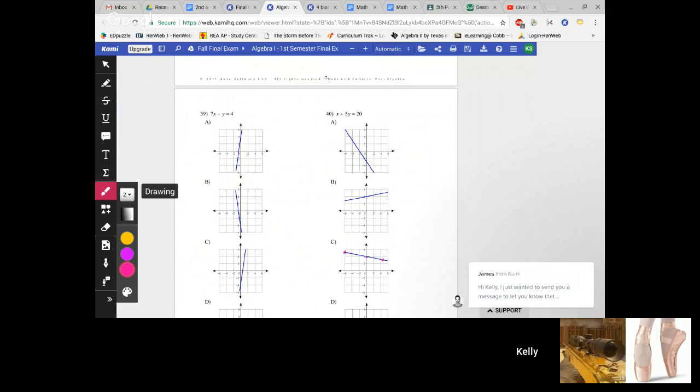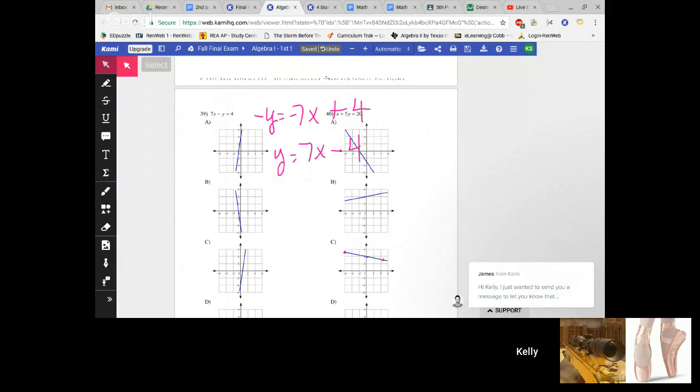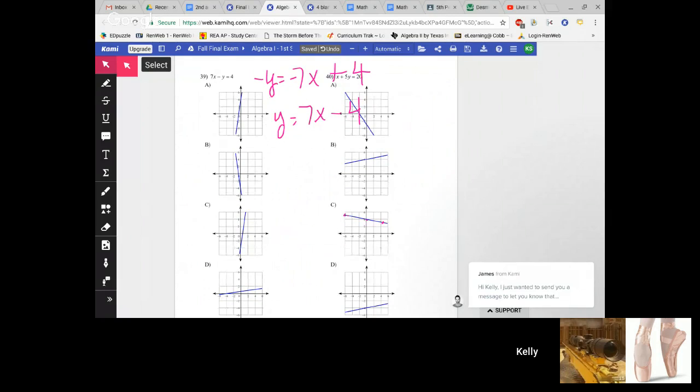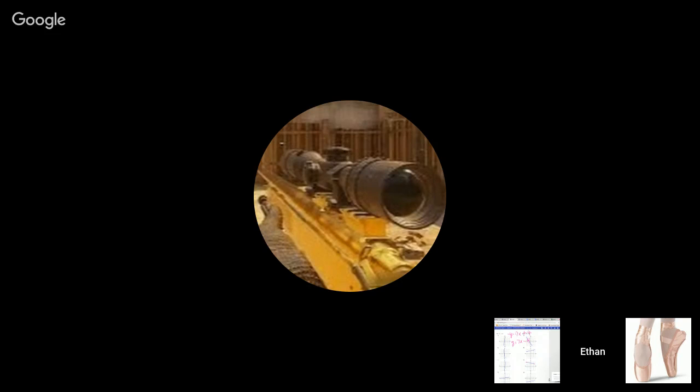Yes, ma'am. So after you do, you got negative y equals -7x plus 4. And when you multiply everything by -1, you get y equals 7x minus 4. So your y-intercept is -4. How many of these graphs actually go through the -4? 2. So you eliminate 2 answers immediately by just checking for that y-intercept. All right. And is our slope negative or positive? Positive, so it has to be C. That's right.